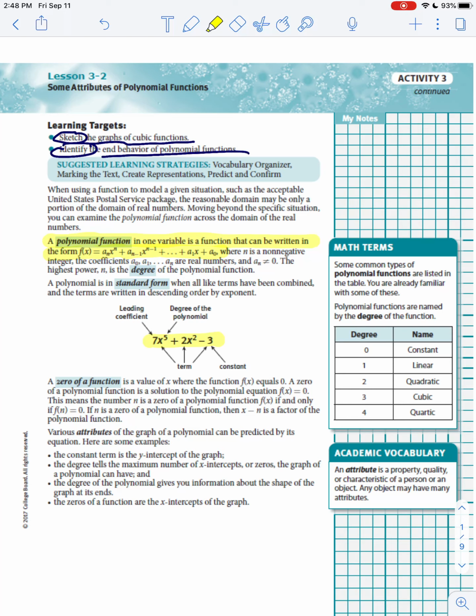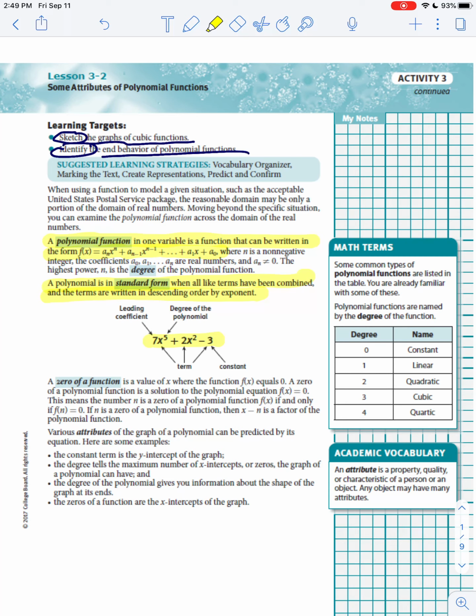So we call this standard form. When all the like terms have been combined and it's written in descending order, then we say that the polynomial is in standard form. Okay, so we have the 7x to the 5th first, then plus 2x squared, then minus 3, the constant.